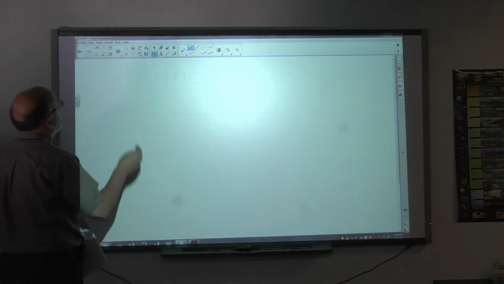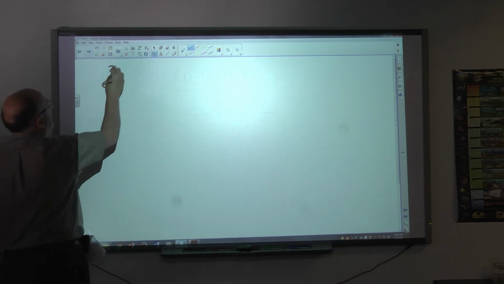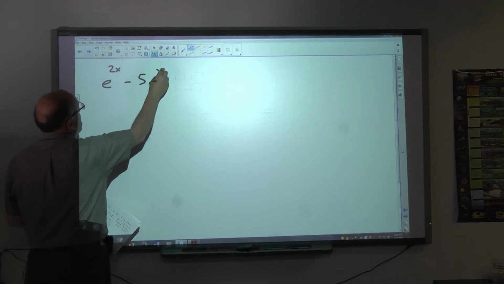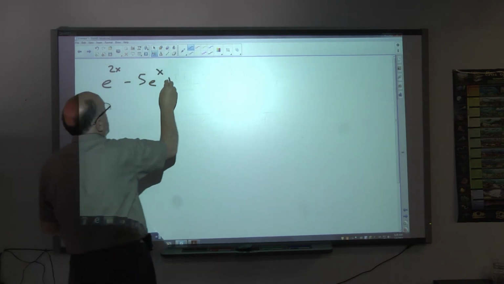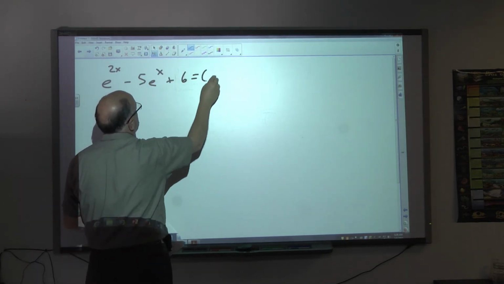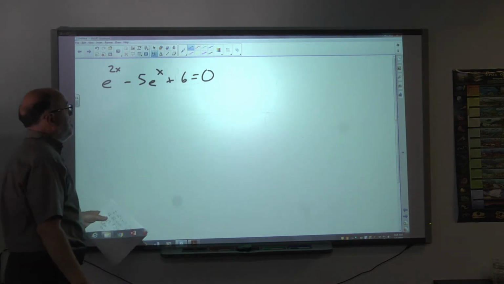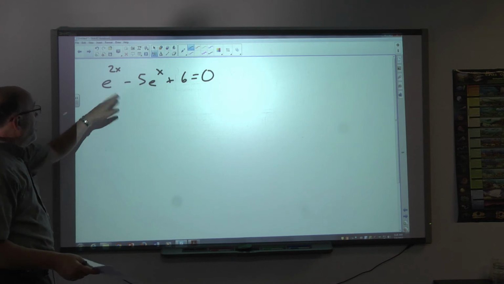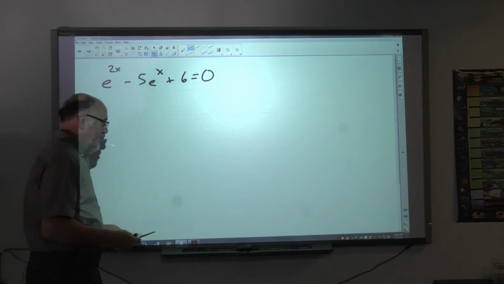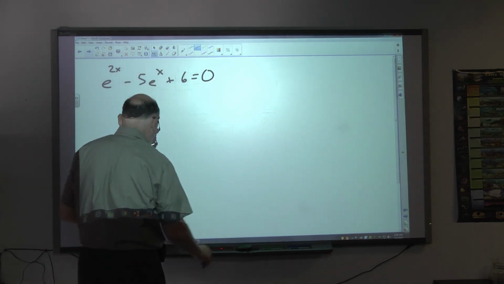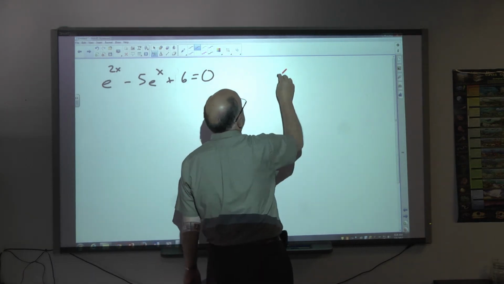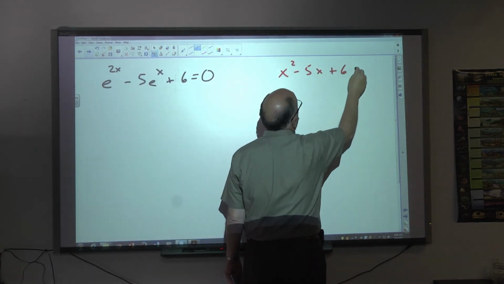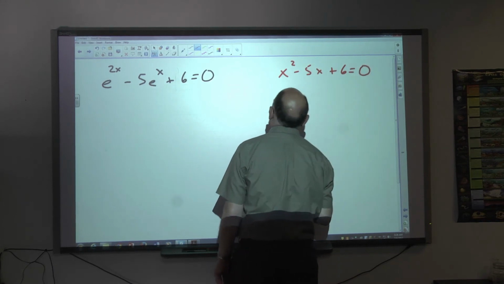Other types. Something like this, e to 2x minus 5e to the x plus 6 equals 0. Right? We're going to solve that one. Well, it sort of looks like a quadratic, and it's very similar to a quadratic. It's actually quite similar to this quadratic. And this one we know how to solve.